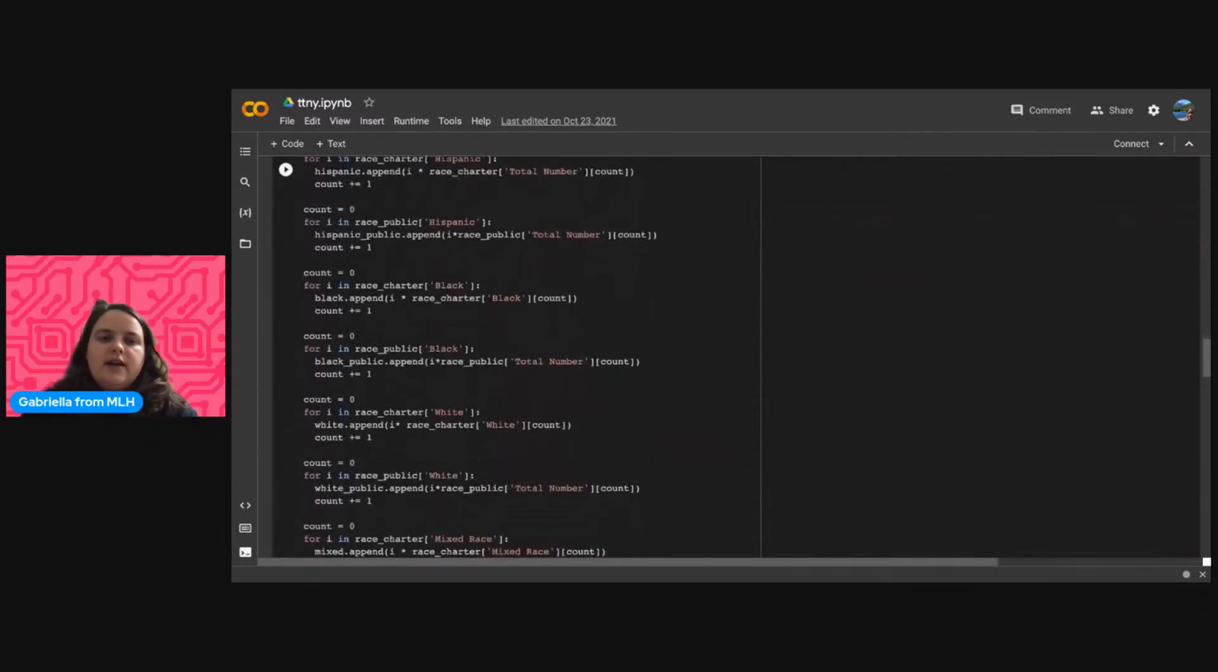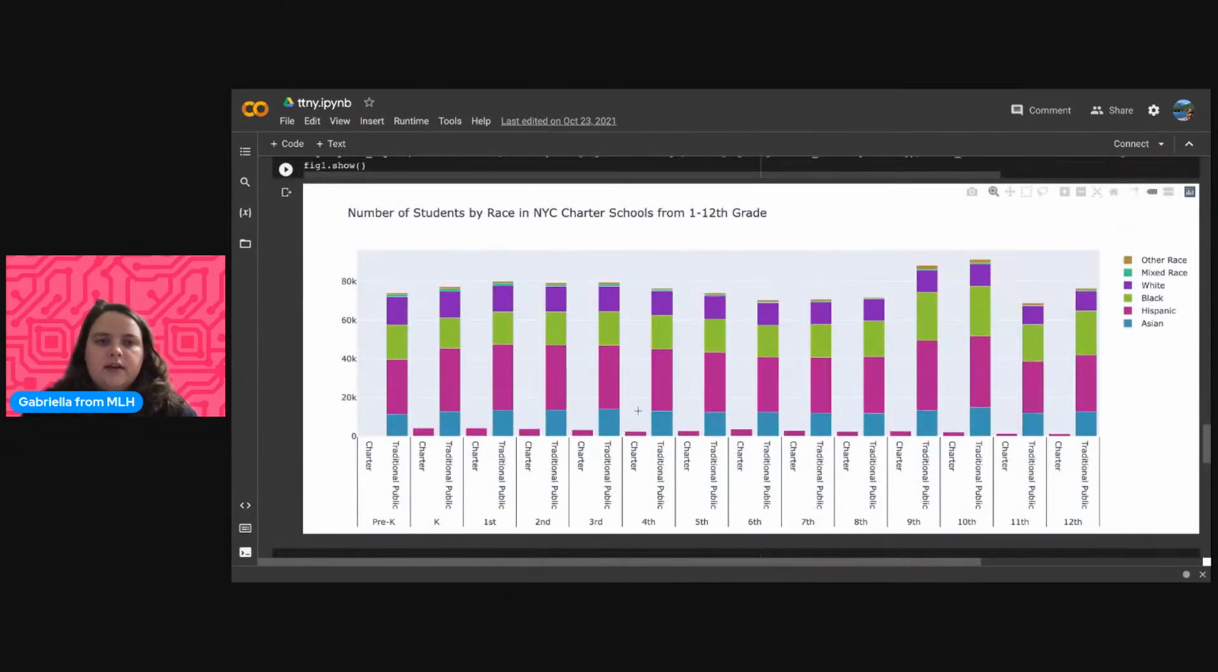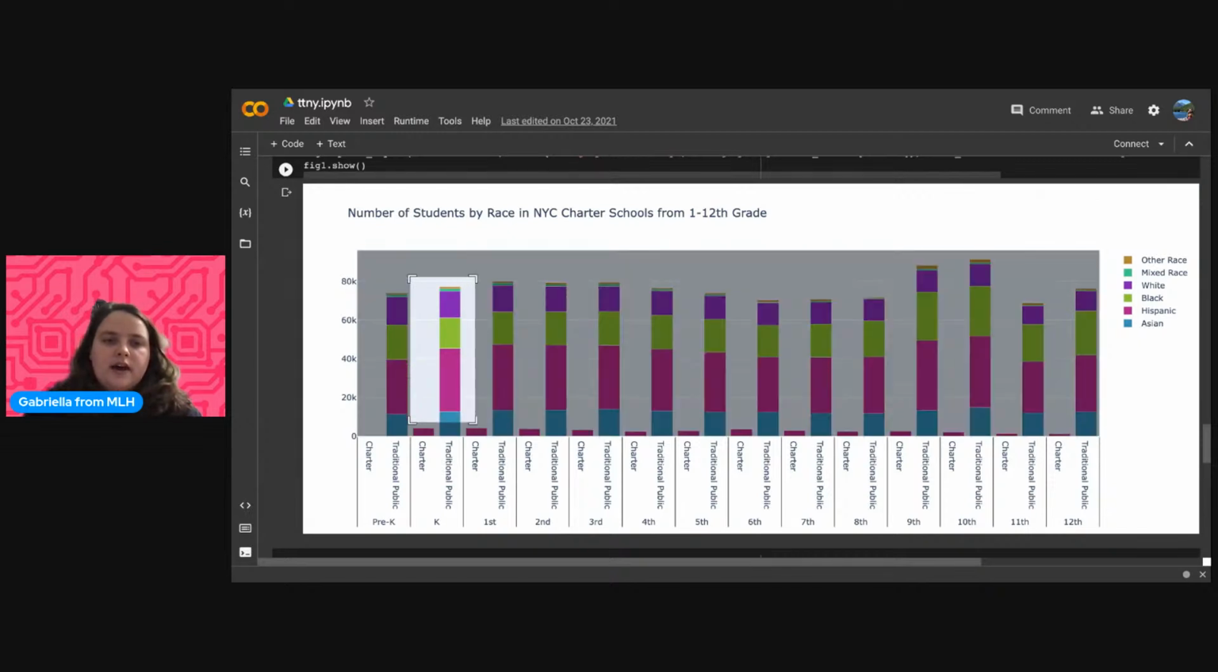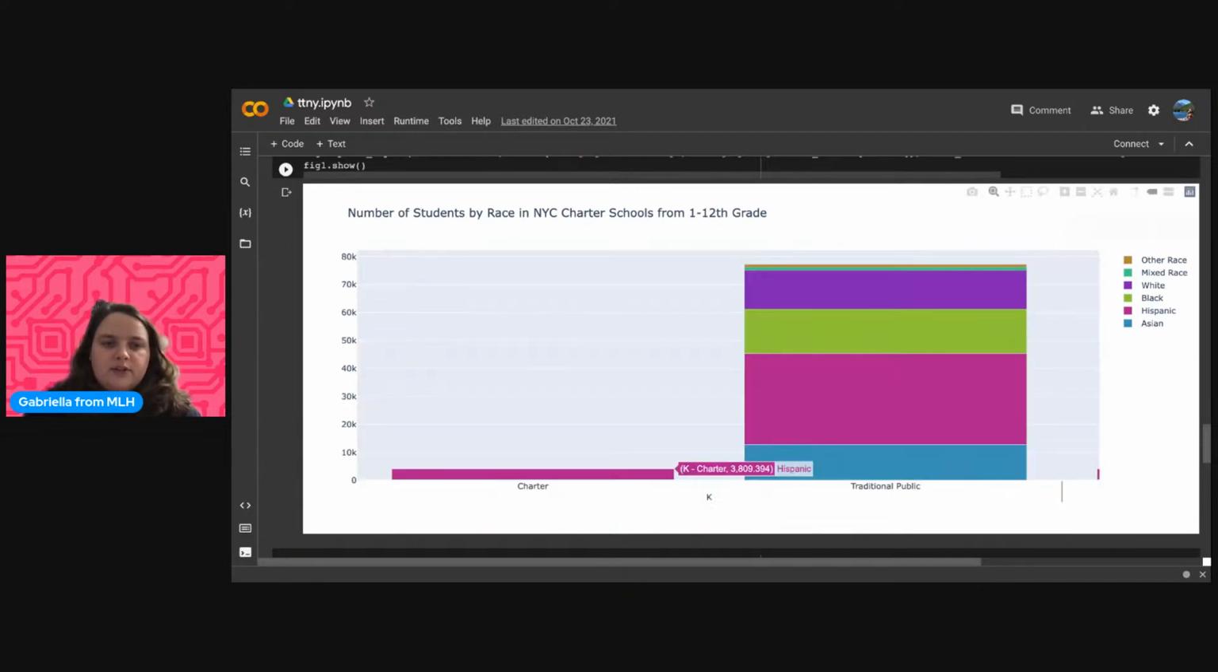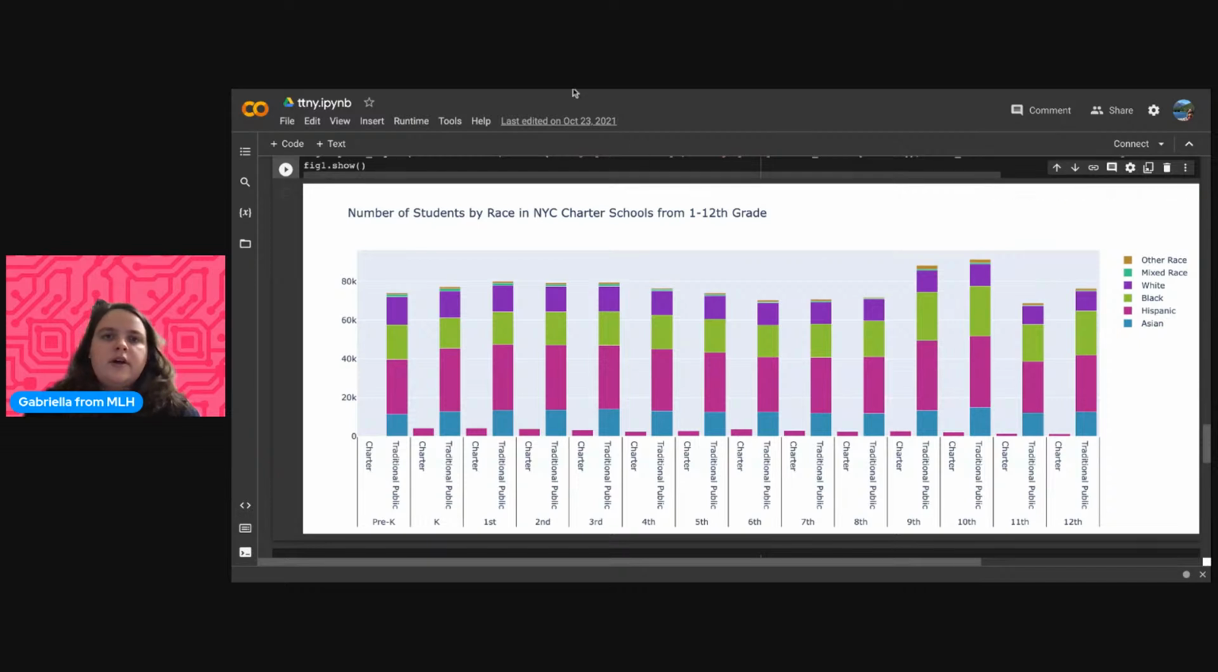And then after that, you can see the number of students by race in New York City charter schools and traditional public schools. And it's the way the graph is so you can see how many students are at the school total. If you zoom in, particularly here, you can break it down because the charter schools have so many less students, and you can kind of hover and see the breakdown of students, which is cool.